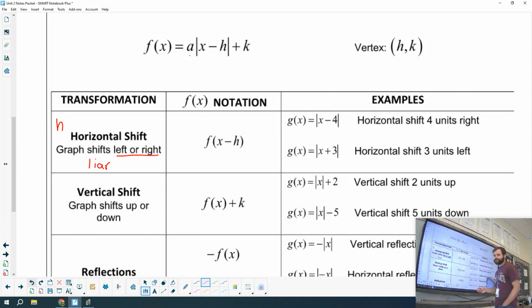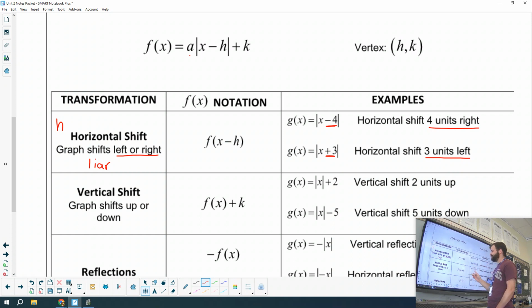For instance, if it is -4, that actually means we're going to go 4 to the right. That's kind of backwards, because I would think -4 would go to the left 4. But no, it's a liar, okay? So inside the absolute value, it's lying to us. Same thing with this +3. +3 is going to take us 3 units to the left. So everything's just a little bit backwards for h.